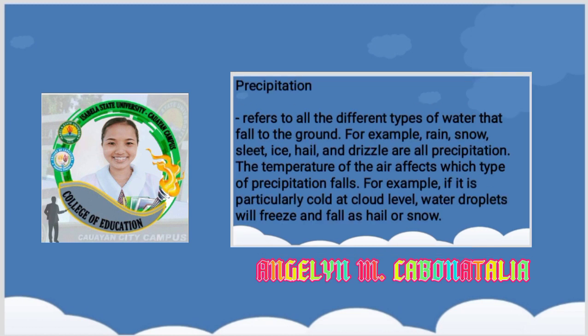The third one is precipitation. It refers to all the different types of water that fall to the ground. For example, rain, snow, sleet, hail, and drizzle are all precipitation. The temperature of the air affects which type of precipitation falls. For example, if it is particularly cold at cloud level, water droplets will freeze and fall as hail or snow.